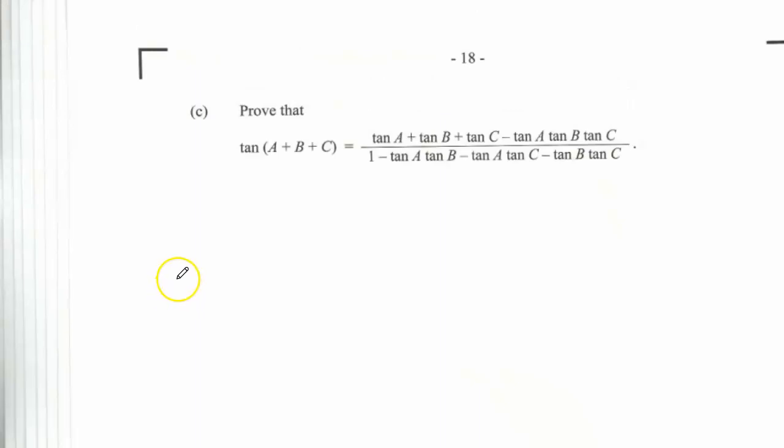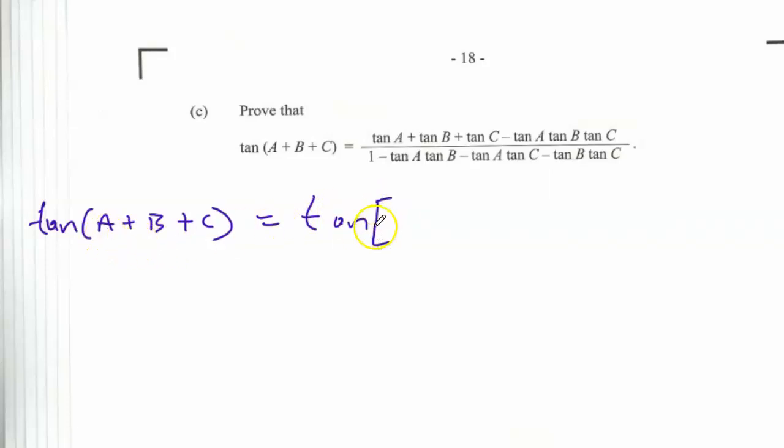Right, next one. We're asked to prove that tan(A+B+C) is equal to all of that on the right hand side. Let's try and do that. One approach we can take is to use the associative property. So tan(A+B+C) is equal to tan of, and we can group the A and the B together, using a square bracket to separate it, so tan[(A+B)+C].